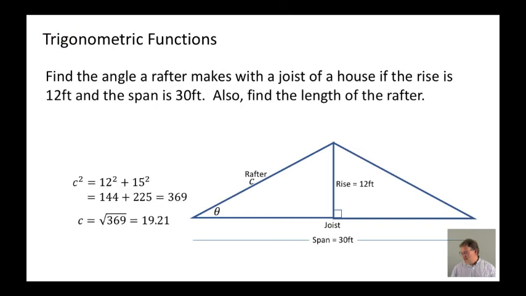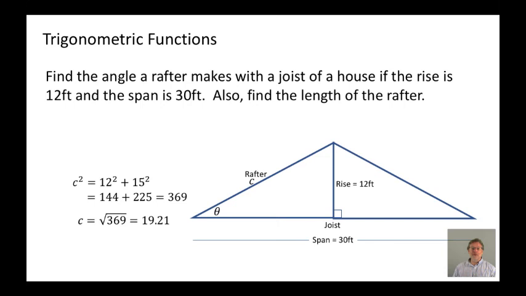Here's some other examples. Find the angle that a rafter makes with a joist of a house if the rise is 12 feet and the span is 30 feet. So this is an example of a rafter here. The rise in the center there is 12 feet and the span from one side to the other is 30 feet, which means that if we're wanting to find the length of one of those roofs, we're actually taking a look at two different triangles, aren't we? Two triangles that are really the same.